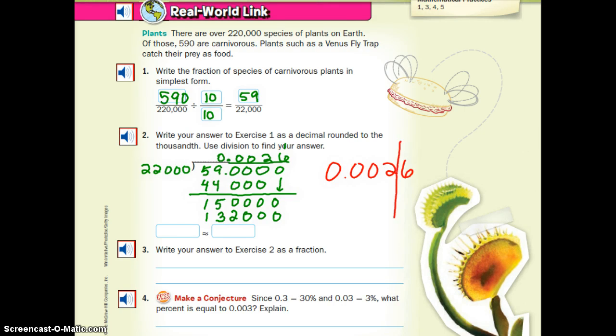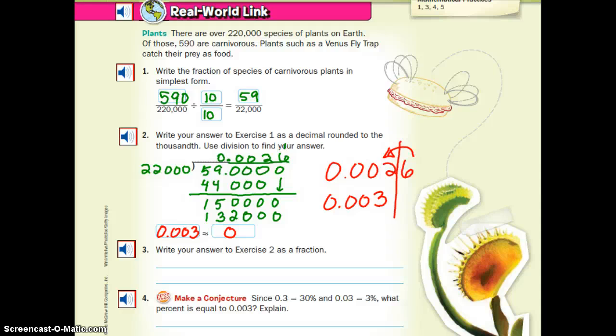0.0026. And we're going to draw our fence and look over the fence. Tens, hundreds, thousandths, ten-thousandths. Because that's a 6, we have to round up. So that's 0.003, which is approximately 0. Remember, something this infinitesimally small is not going to make a big difference in the world of science.